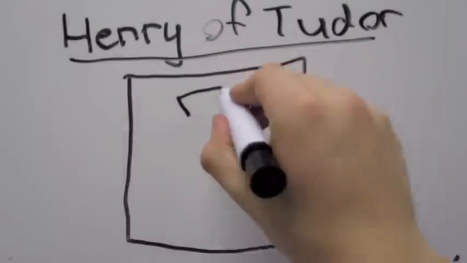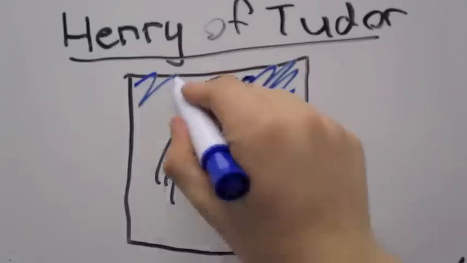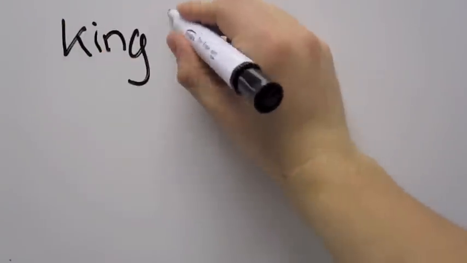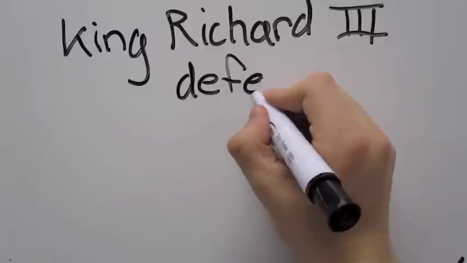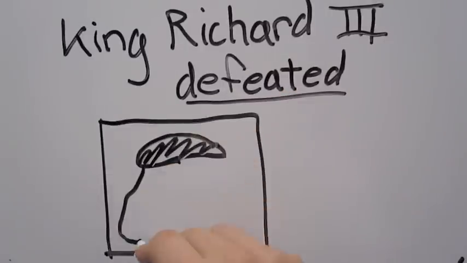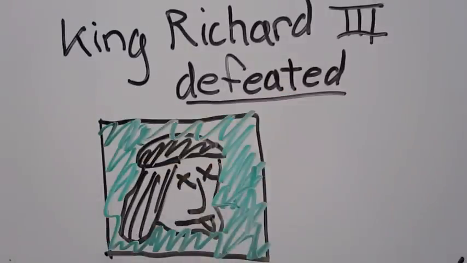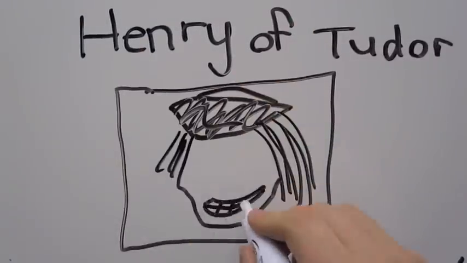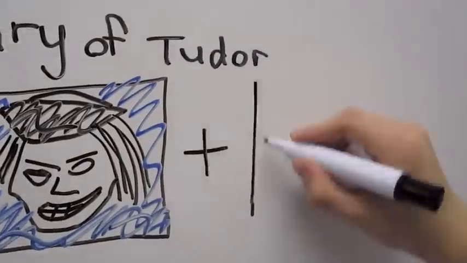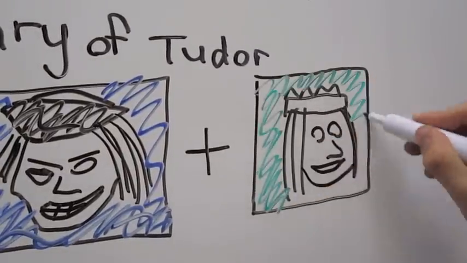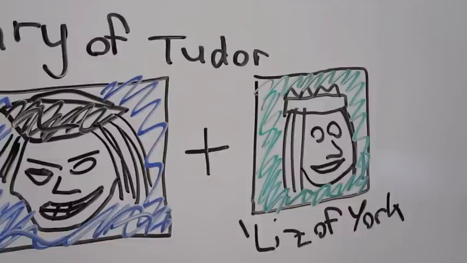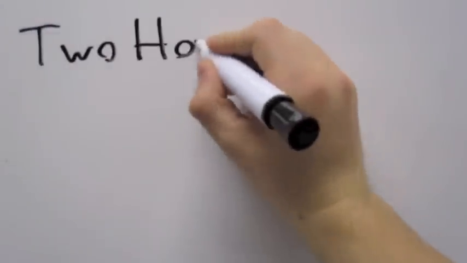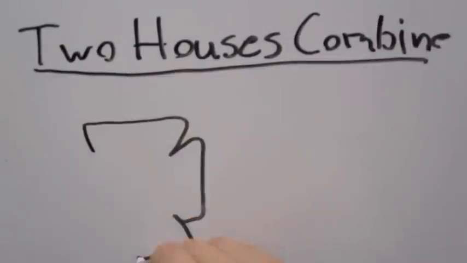The Lancastrian claim to the throne was held by a man named Henry of Tudor. In 1485, Henry defeated the Yorkist king, Richard III, at the Battle of Bosworth. This won the war for the Lancasters, and Henry now had a claim to the throne. In an effort to reunite the two houses, he decided to take Elizabeth of York as his wife. Thus, the Lancasters and the Yorks were united.